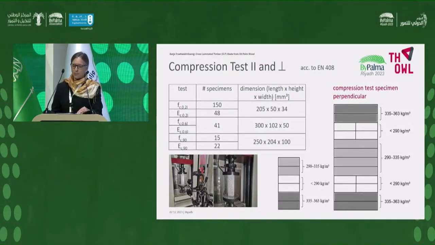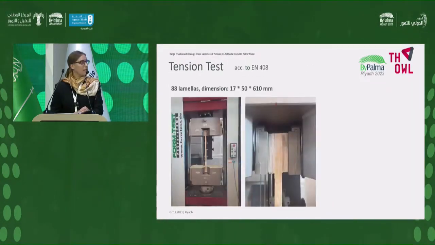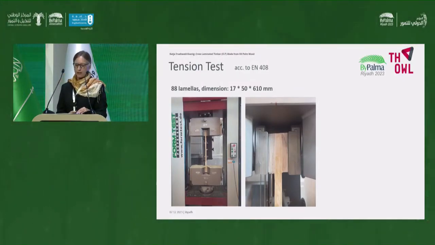For the compression test perpendicular to the vascular bundles, we produced extra specimens with a height of 204 millimeter, width of 100 millimeter, and length of 250 millimeters out of 12 lamellas. You see the arrangement of the lamellas on the right. The compression tests were carried out according to the European standard. The tension test on the glue lamellas parallel to the vascular bundles was carried out as well according to the European standard, with a free test length of 9 times the width of the lamellas, so 9 multiplied by 50 is 450 millimeter. And the elongation was measured with a long travel extensometer.